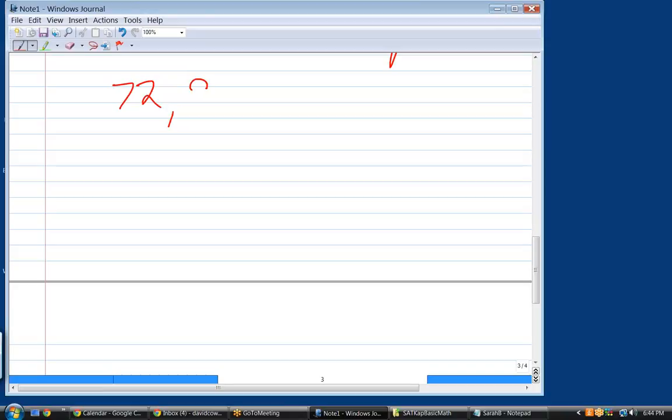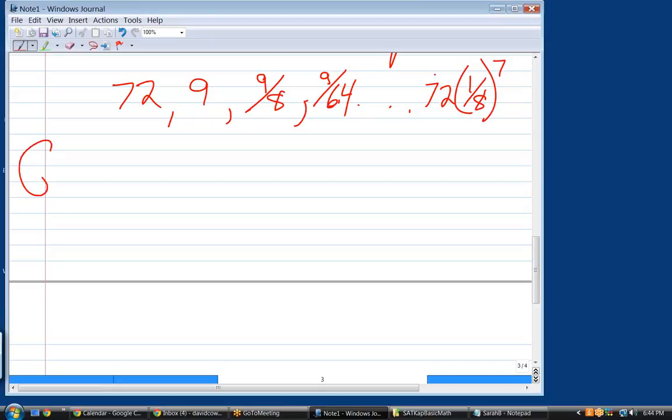This one says 72, 9, 9/8, 9/54, and then dot dot dot, 72 times 1/8 to the power of 7. Do we know how many terms there are? In other words, first of all, let's look at geometric series. What's the nth term formula?